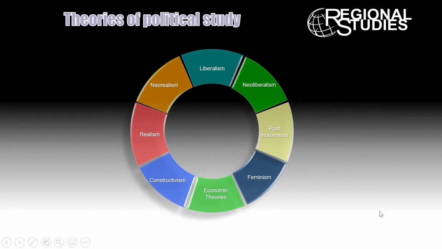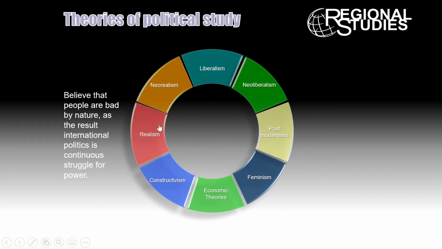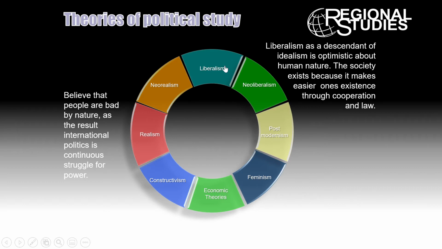But you may say, well, today this has changed a lot, right? So I've been talking about classical realism, for example, that believes that people are bad and that international politics is a continuous struggle for power. And classical liberalism, that has a more optimistic view of human nature, and also believes that there's a possibility of some kind of cooperation for the well-being of everyone.